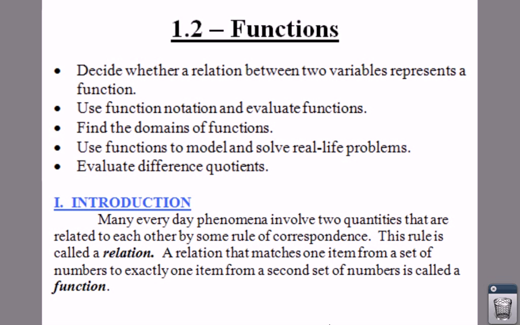A lot of times you have two quantities that are related somehow to each other. This is called a relation. So a relation is when you have two items that are related to each other. Weird, I know. And then sometimes you have exactly one item in one set that's paired with exactly one item of a second set. This is called a function. So a lot of times you can have relations without functions, but you cannot have functions without relations.